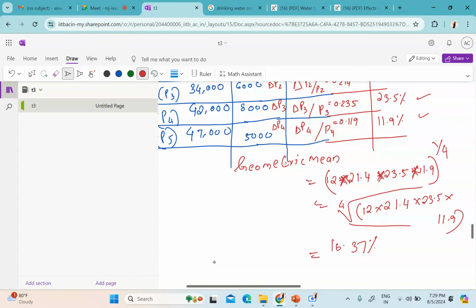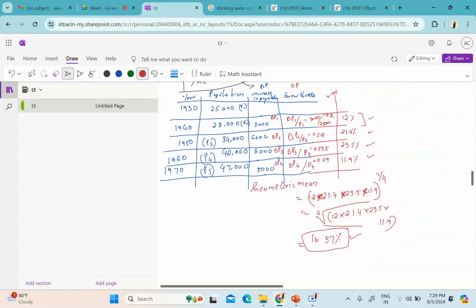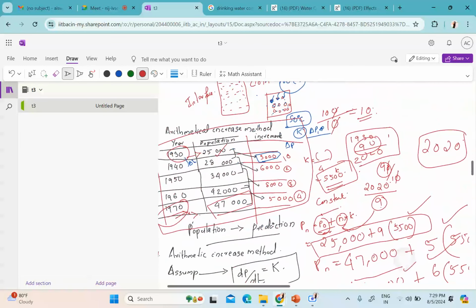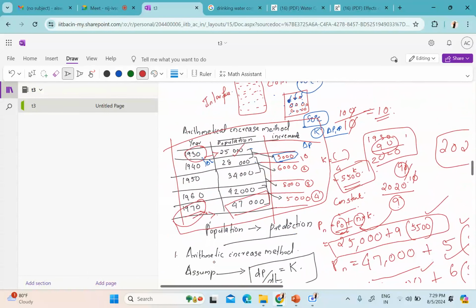16.37. Okay, right answer. So here we are considering this percentage as the constant value. Anybody have doubt till here? See, in the arithmetic mean, what you have done is calculated the difference in the people over the years. Then you added these values and divided by the time span that we consider, this is 4, 1 2 3 4. That is the arithmetic mean.